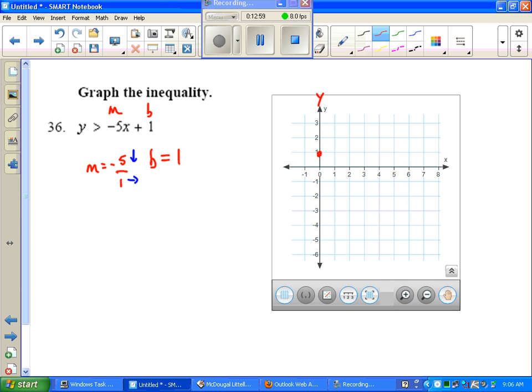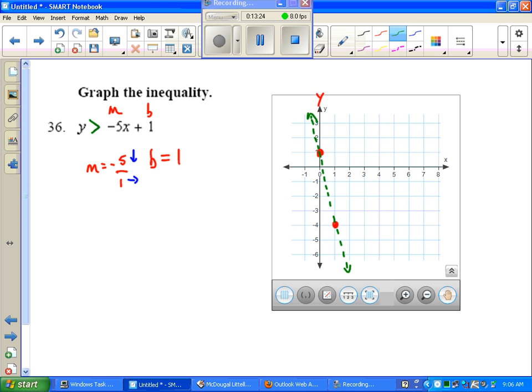So from the place where you began at 1, you go down 5 times and to the right 1 time for your second point. Had this been just an equation, we'd write a line through it and we'd be done. But this is an inequality, and it is greater than. It's not or equal to. Therefore, we don't put a solid line. We put a dashed line going through the 2 points.